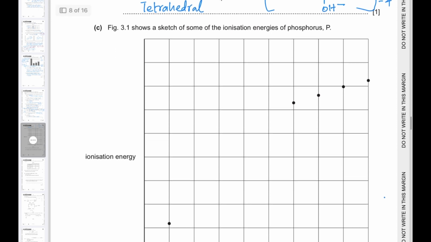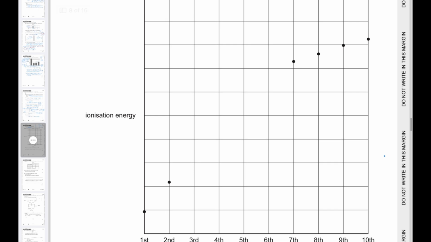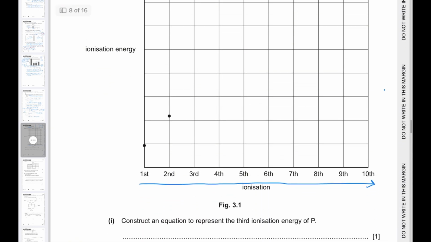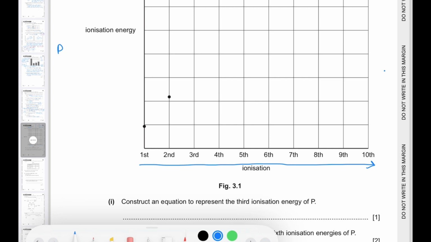Figure 3.1 shows a sketch of some of the ionization energies of phosphorus. These ionization energies are known as successive ionization energies. Part 1. Construct an equation to represent the third ionization energy of phosphorus. First off, ionization energy is the energy required to remove an electron from 1 mole of gaseous atoms to form an ion.